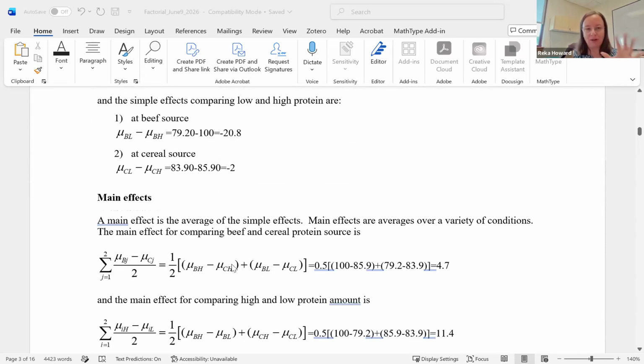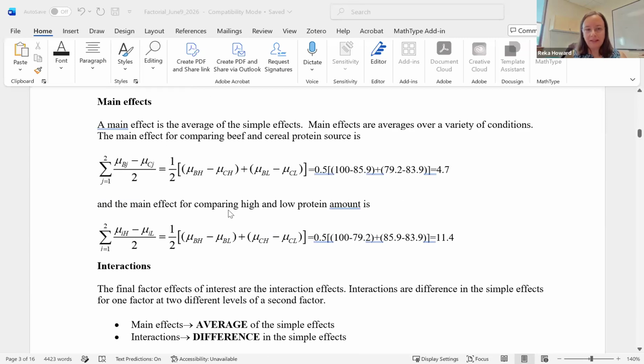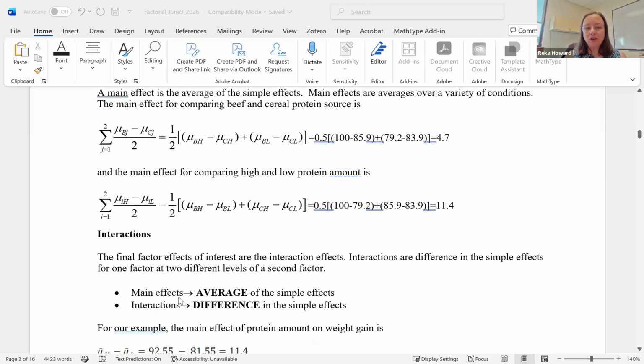So don't worry too much about the calculations, but more on the concept. But the details are there too. And the interaction, so it says here, the main effect is the average of the simple effects, and the interaction is the difference of the simple effects.